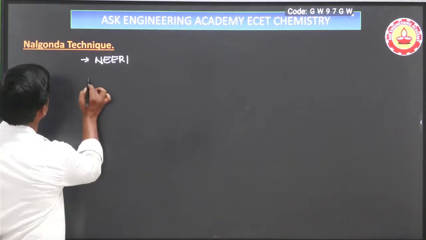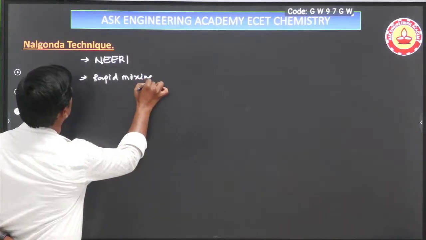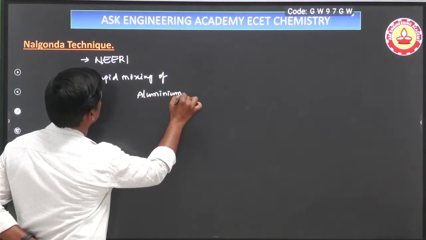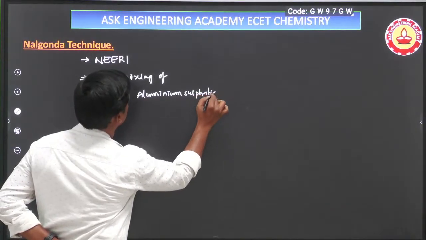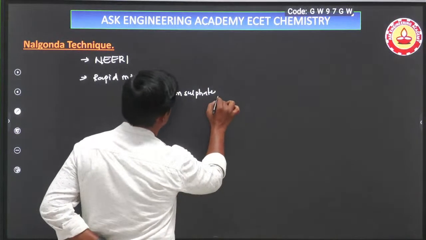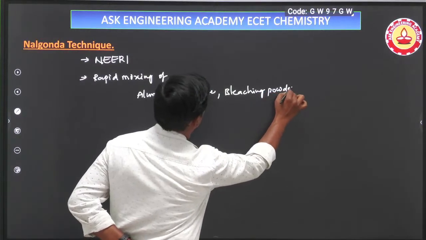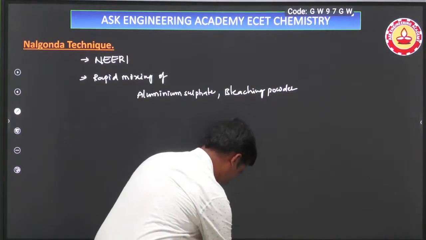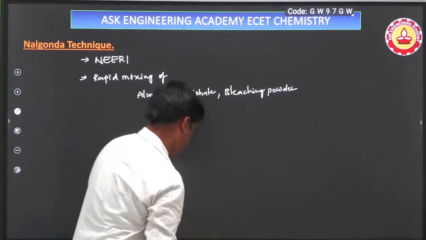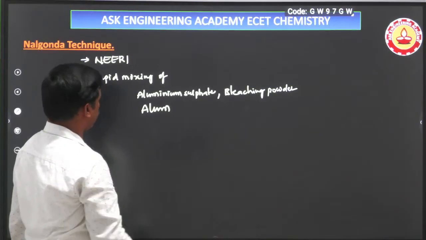Here, what chemicals are they using? Rapid mixing of aluminium sulfate, bleaching powder, alum, lime.